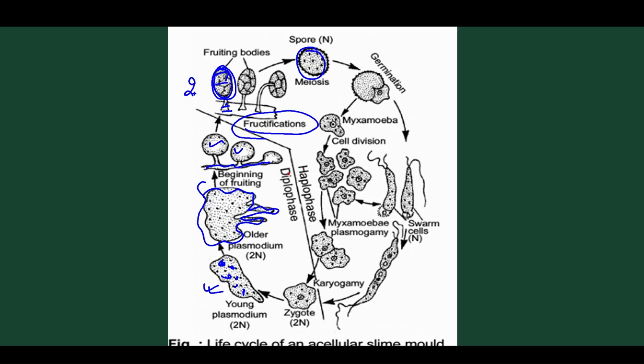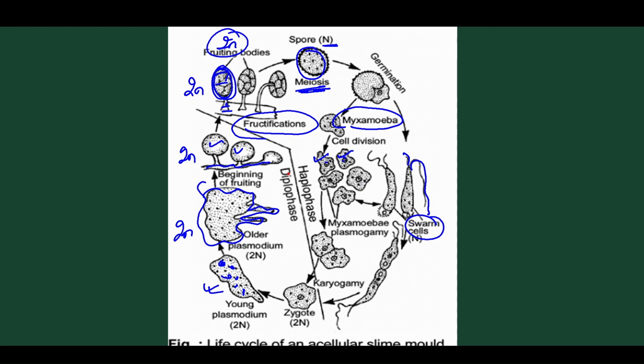Because, as we know, the plant body is 2N, the fruiting bodies are all 2N, so inside the fruiting bodies, meiosis takes place to produce N. When the spores germinate, they germinate into two types. One is a myxamoeba, an amoeba-like structure. The other is biflagellated, with one small flagellum and one long flagellum. These are called swarm cells.